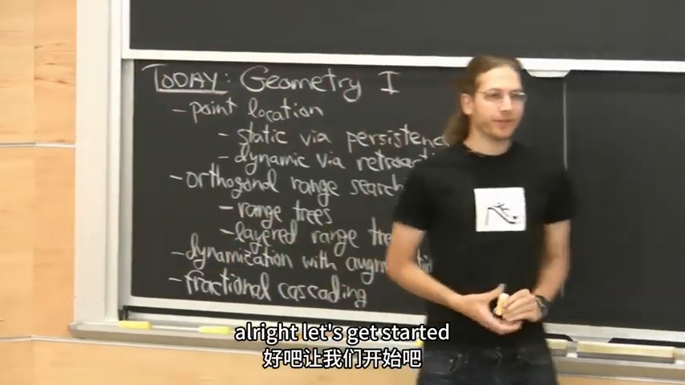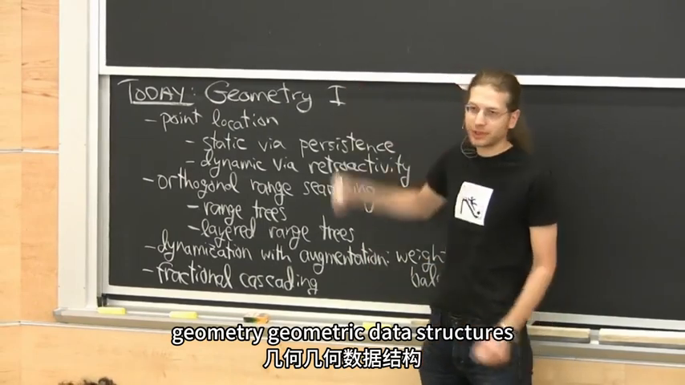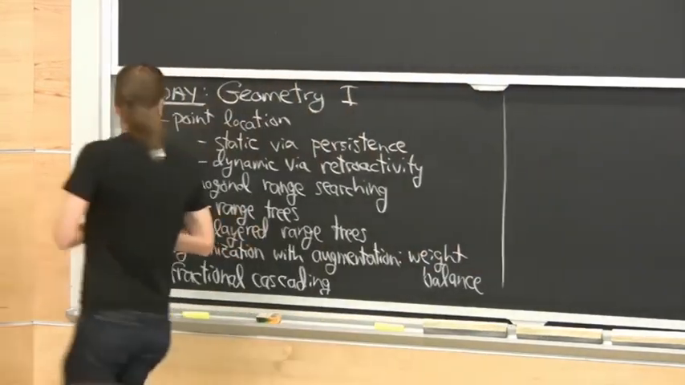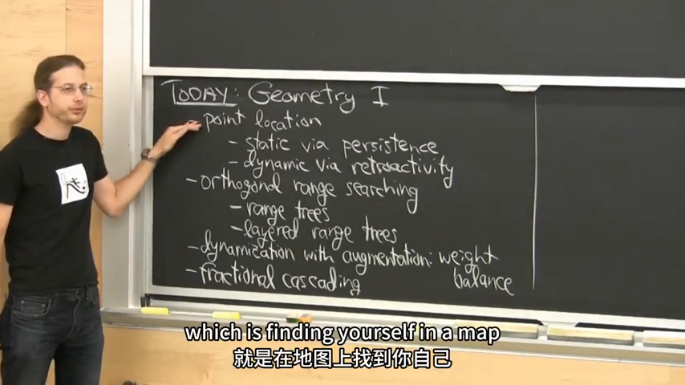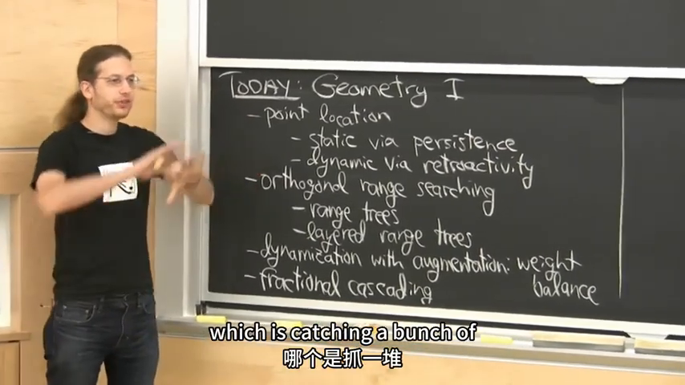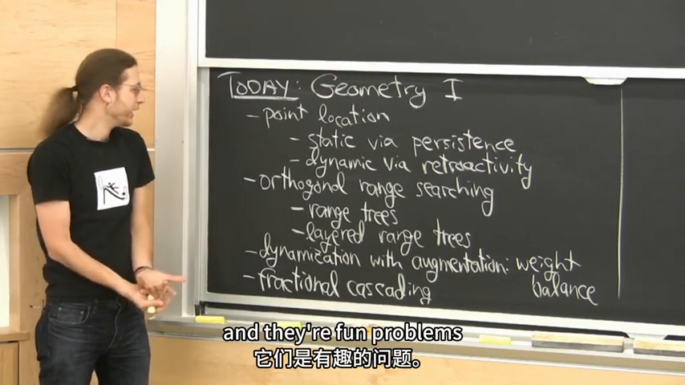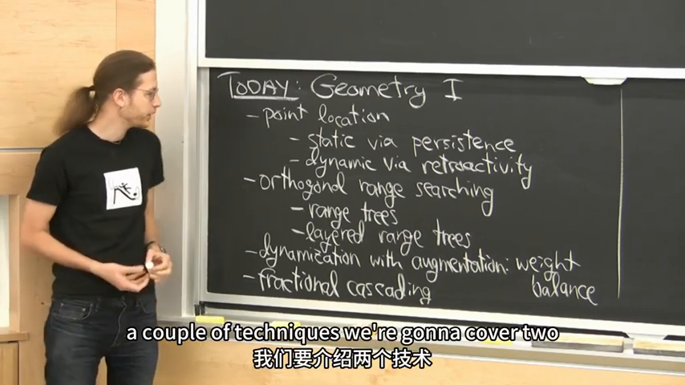All right, let's get started. So today we start on geometric data structures. There are two lectures on this. This is lecture 1. And we're going to solve two main problems today. One is point location, which is finding yourself in a map. And the other is orthogonal range searching, which is catching a bunch of dots with a rectangular net. They're fun problems, and they're good illustrations of a couple of techniques.